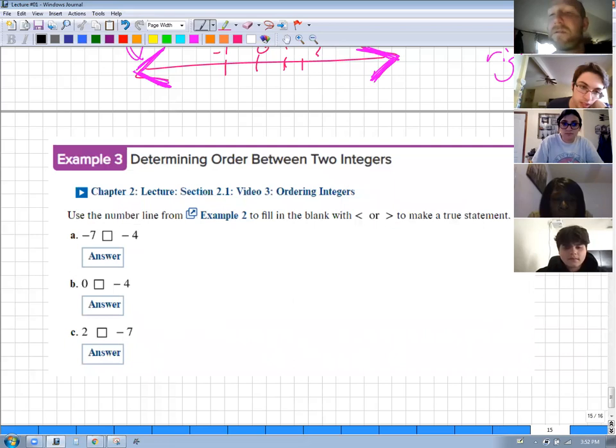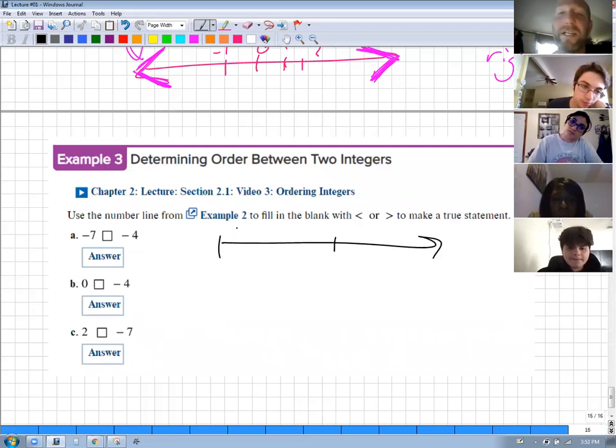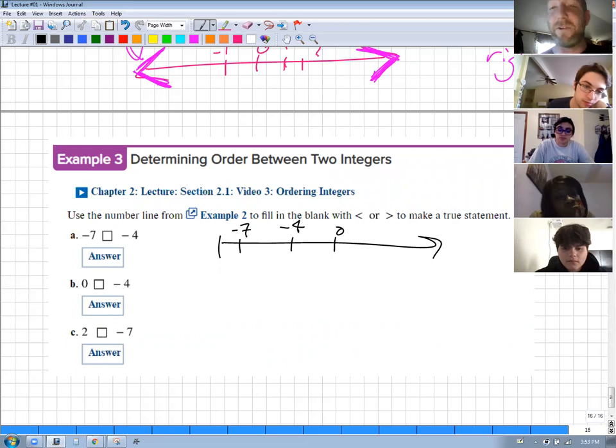-7. Listen. Right over here is -7, right? And here is 0. Here's -4, right? -7 is to the left of -4. Although 7 is bigger than 4, we're talking about negatives here, right? And negative $7 is a bigger debt than a negative $4. So negative seven is less than negative four.